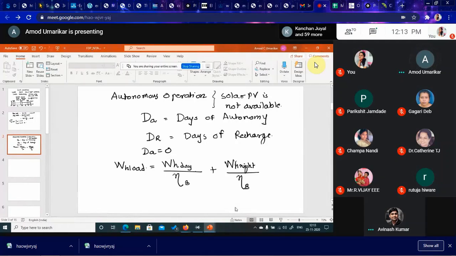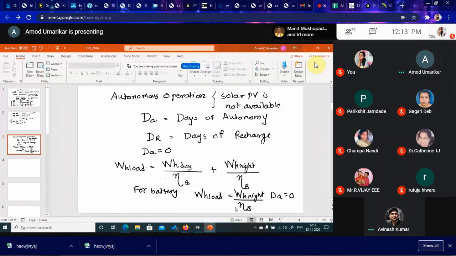But of course, if days of autonomy are 0, for battery, the main load becomes WH load is WH night upon battery efficiency, provided DA is 0. Okay, so this is the main load which the battery has to supply.